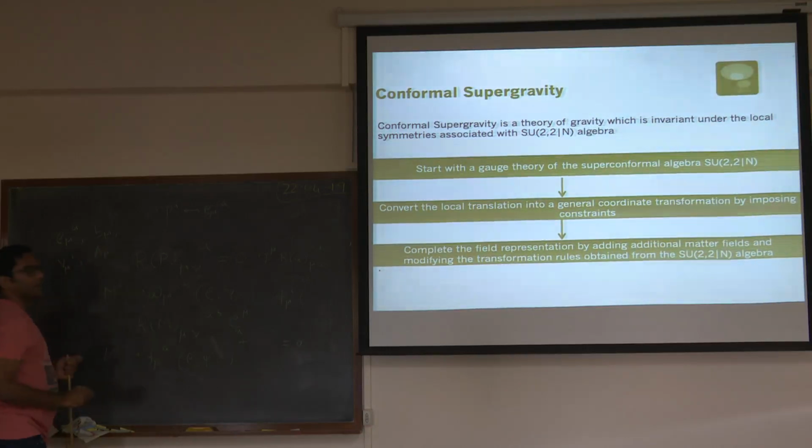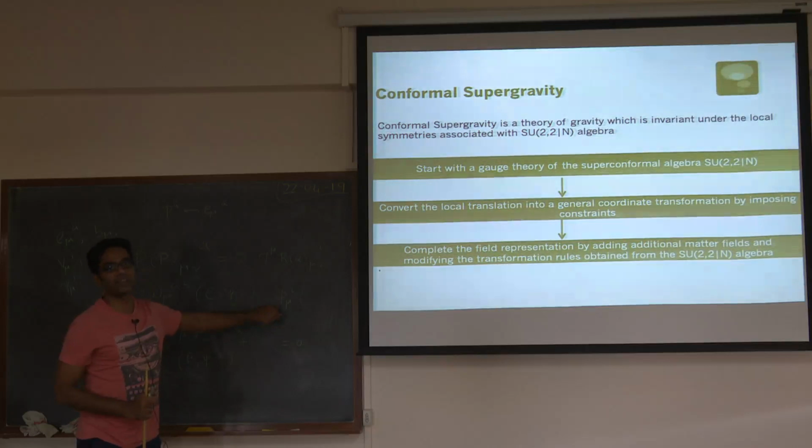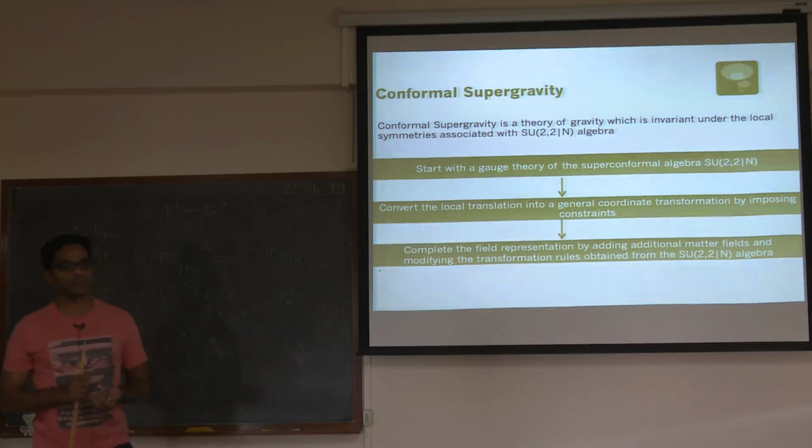So, these will be the independent bosonic gauge fields, and you will have the independent Fermi gauge field, which is the gravitino, and the other Fermi gauge field, which is associated with the S supersymmetry, that will be dependent.